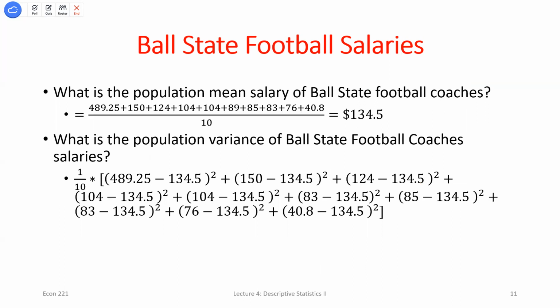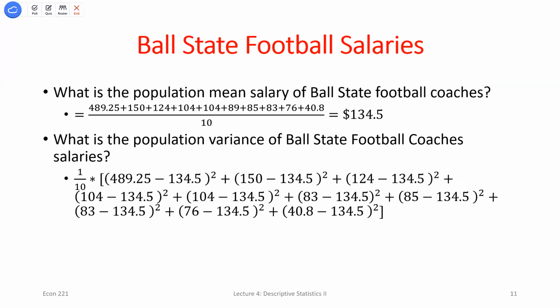You can write it all out on one line, right? It gets a little bit long and messy, but that's really all we're doing: taking the first salary's deviation from the mean, squaring it, adding to that the second observation's deviation from the mean squared, adding to that the third, the fourth, etc.